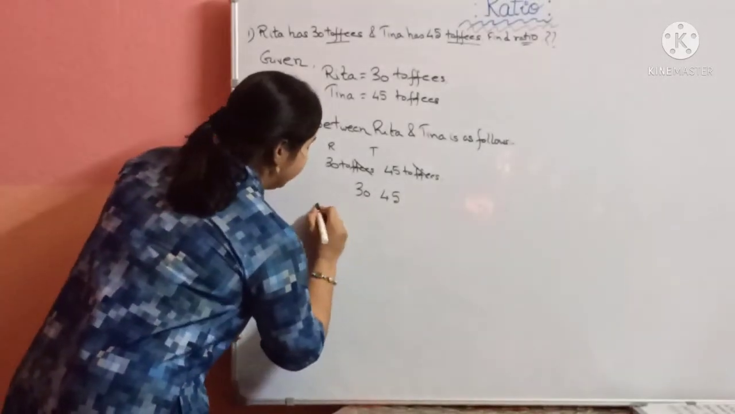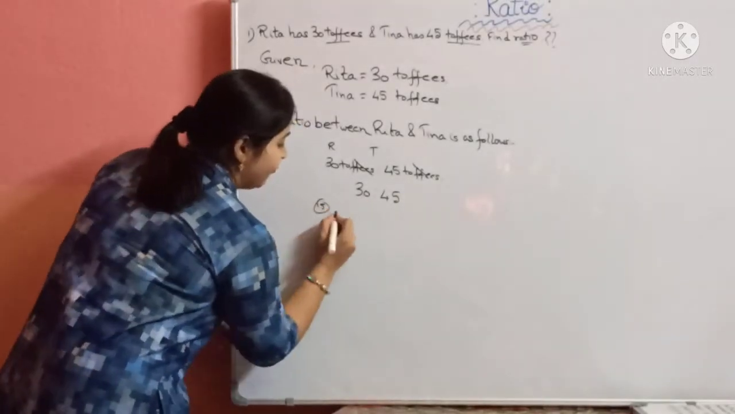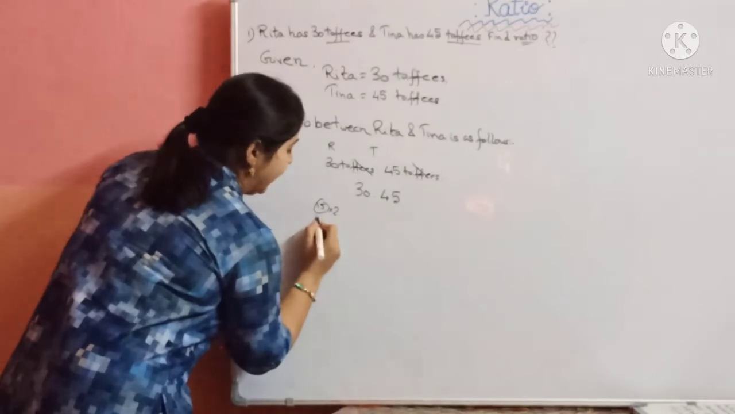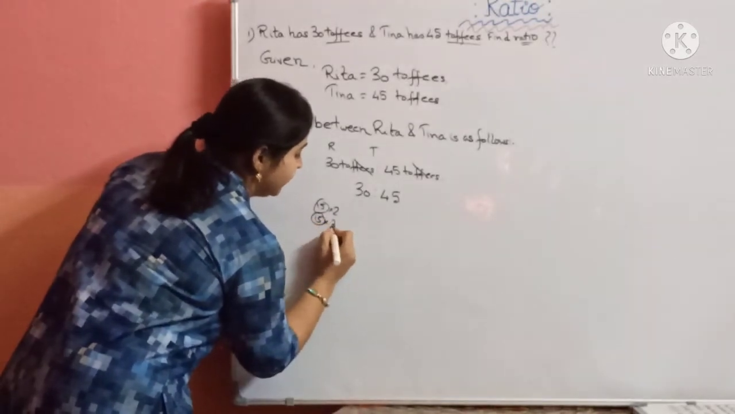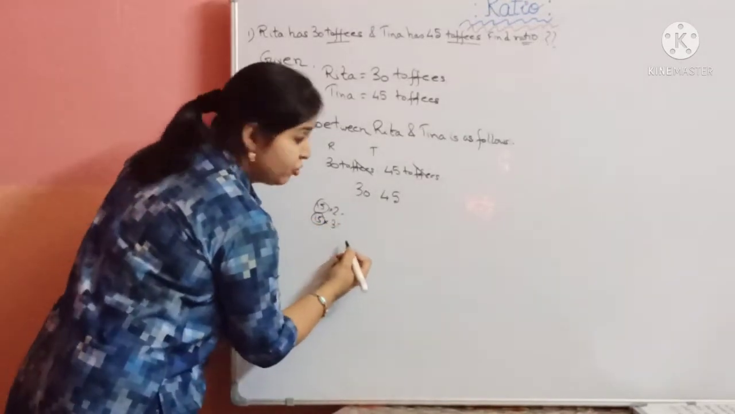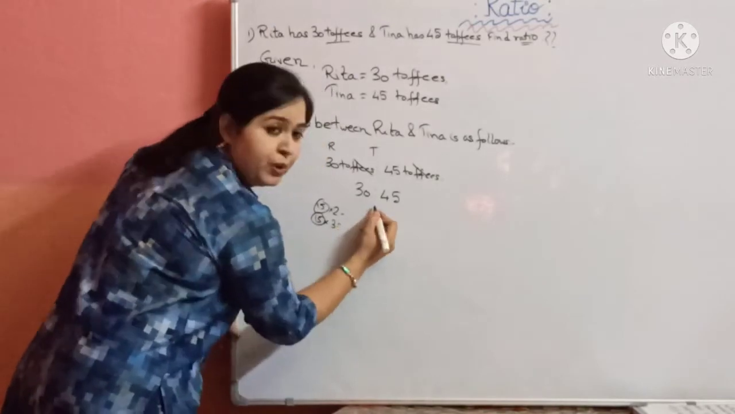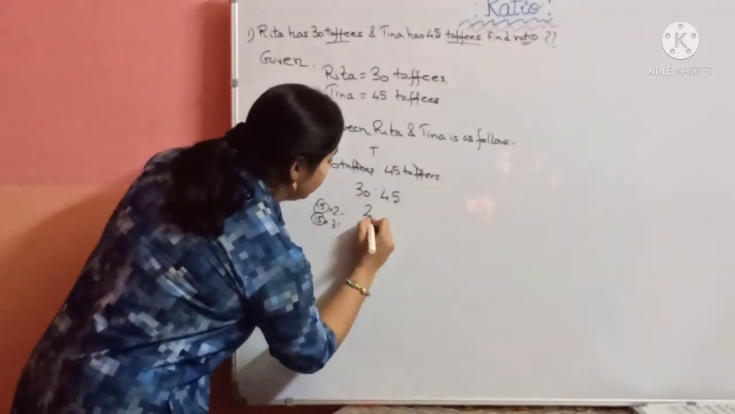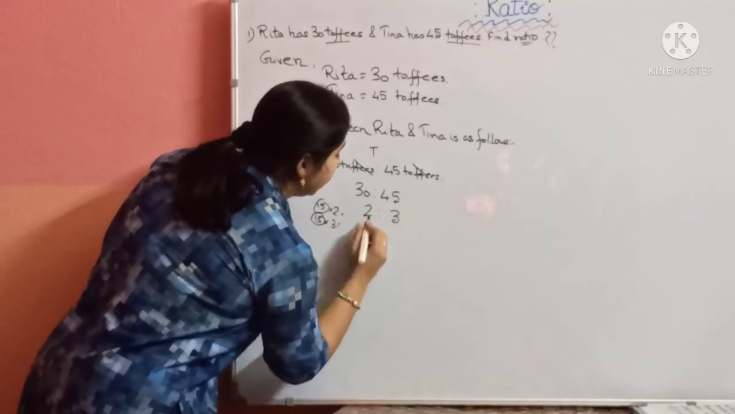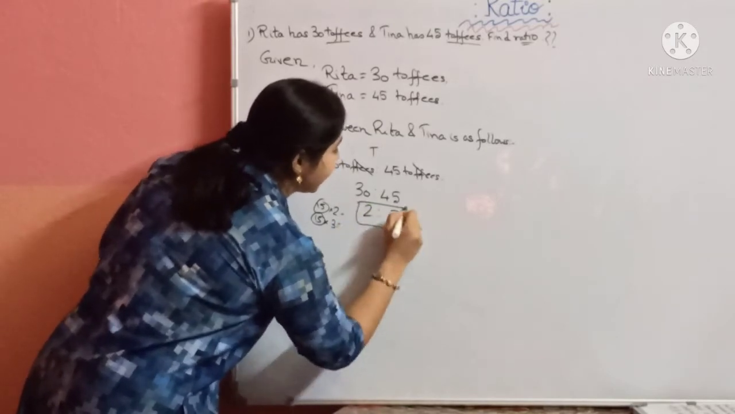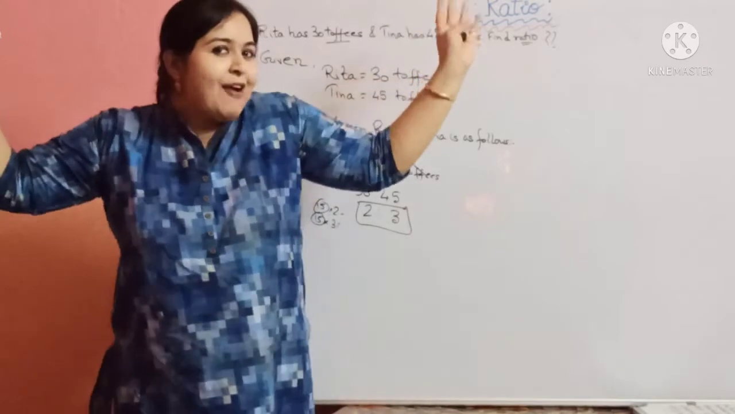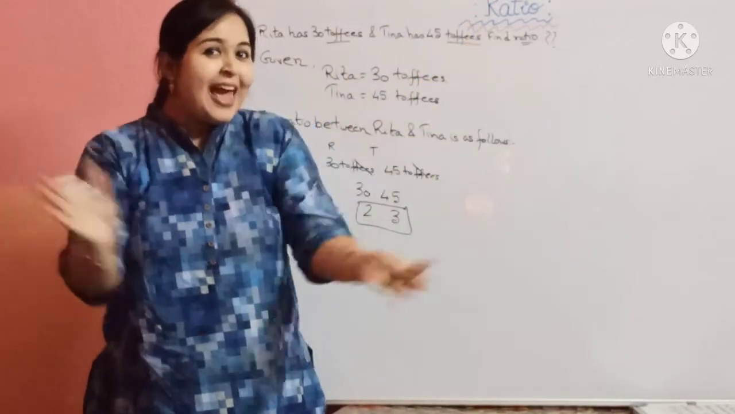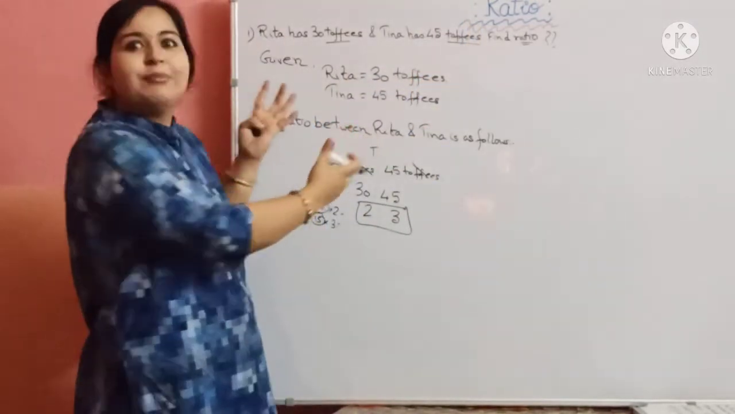For 15, 15 into 2 is 30 and 15 into 3 is 45. So, here what should be our next game level? 2 is to 3. My game is completed. Hooray! I have reached the final level and the ratio sum is completed.